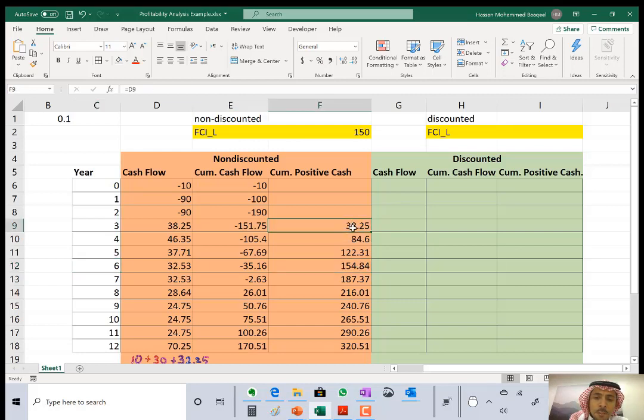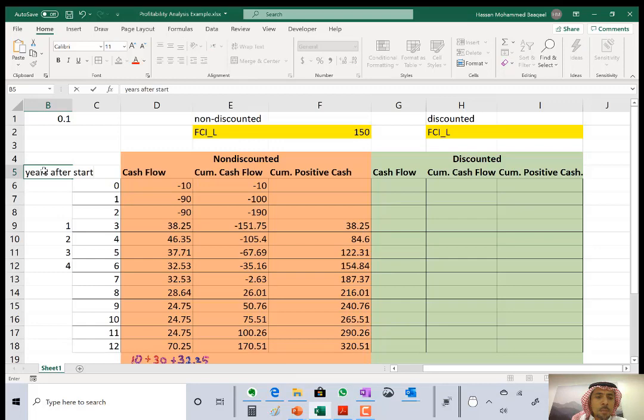Year 6 is around 4 years after startup. So this is the first year after startup, this is the second year after startup, third year and fourth year. So roughly speaking, it's 4 years after startup. This is years after startup.